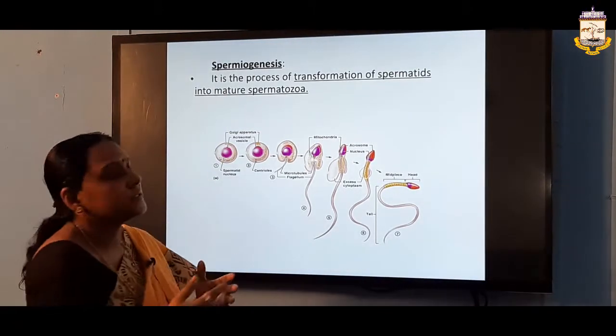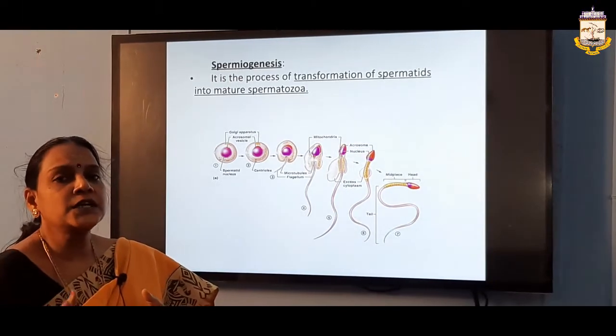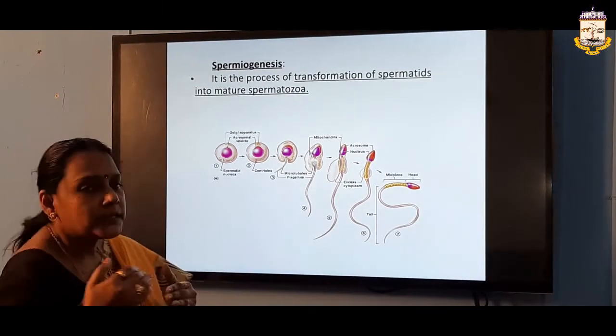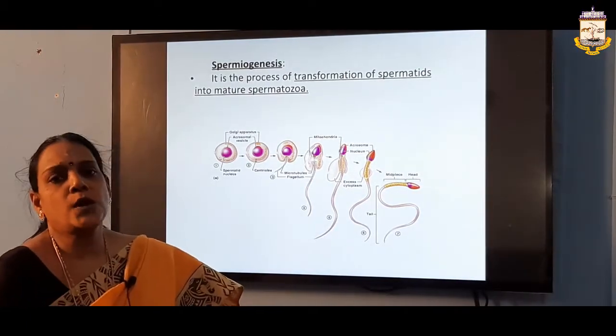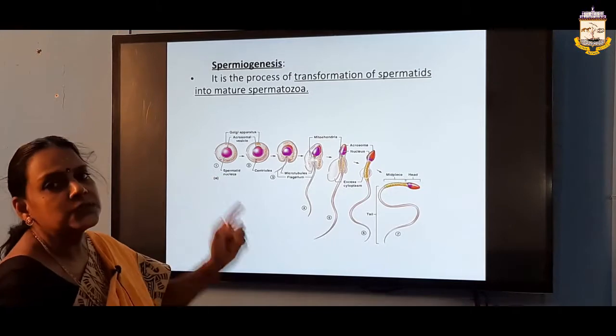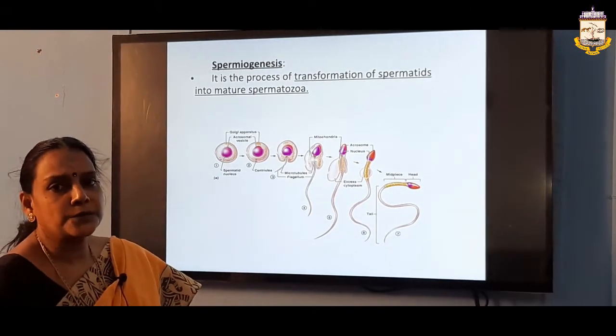So, spermiogenesis. Spermatogenesis is different from spermiogenesis. That means the transformation of spermatids into the mature spermatozoa. Transformation. See the structure of this spermatid. Actually, this resembles the spermatogonia cells, spermatogonia mother cells.